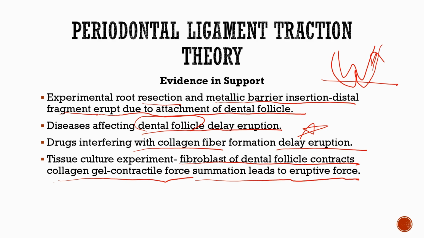Now, what is the difference between the periodontal ligament traction theory and the bone remodeling theory? In the bone remodeling theory, what does it say? The dental follicle is causing osteoblast and osteoclast to do something about the eruption. But here, the dental follicle is itself causing something to erupt the tooth. It is making the contractile force, and the summation leads to eruption.